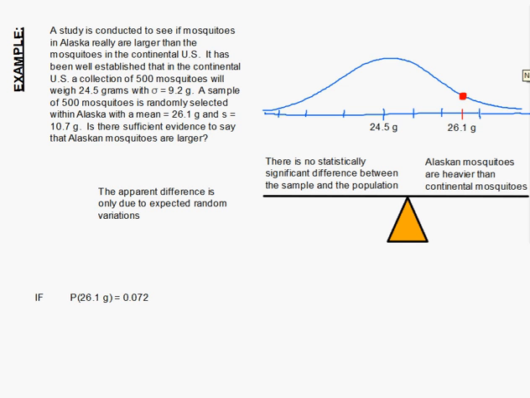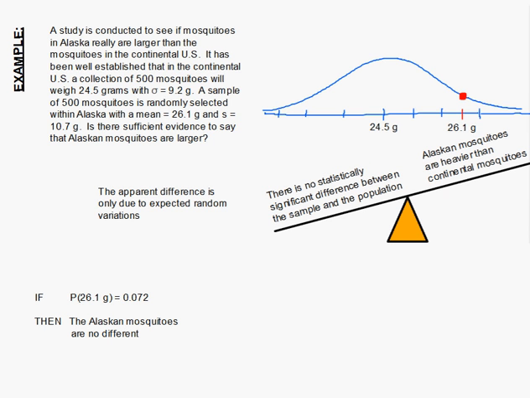And again, the actual calculations I'm going to do in another video. This is just concept. If it turns out that the probability of getting 26.1 grams as a sample is a 7.2% chance, well, 7.2%, that's above our 5%. Again, mosquitoes is not really a high-stakes kind of thing, so maybe we use 5% as the significance level. 7%, if that was the case, I'd probably say there's no statistically significant difference, and really Alaskan mosquitoes are no different than continental mosquitoes.